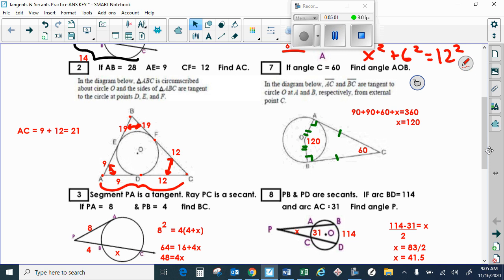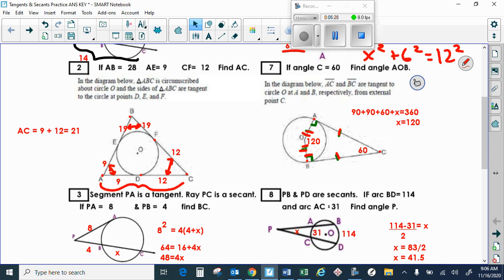Number 7, if angle C is 60 degrees, so I have that in there, find the angle AOB. Okay, well, don't forget, since these are tangents from the same point outside, these two must be congruent right there. And these two are radii, so they must be congruent. So now I have a kite.